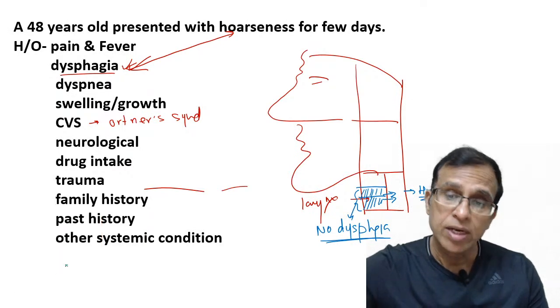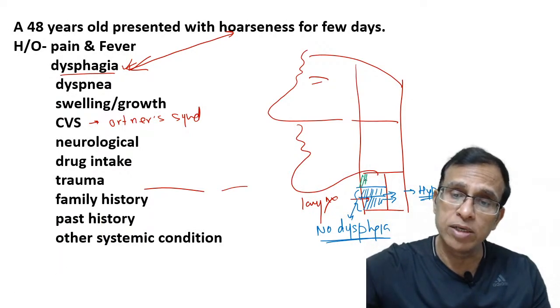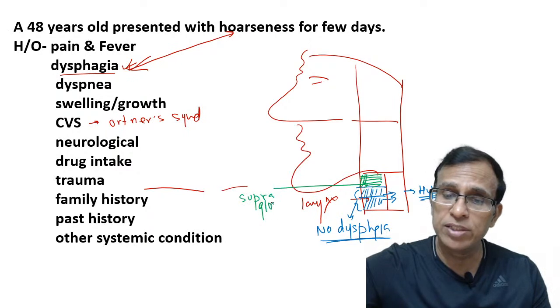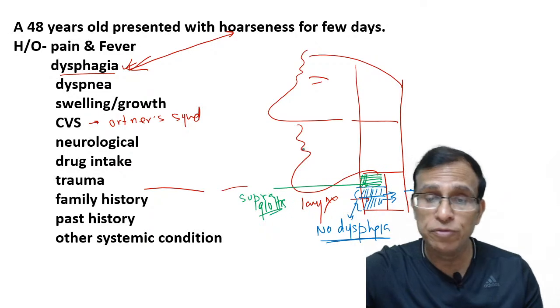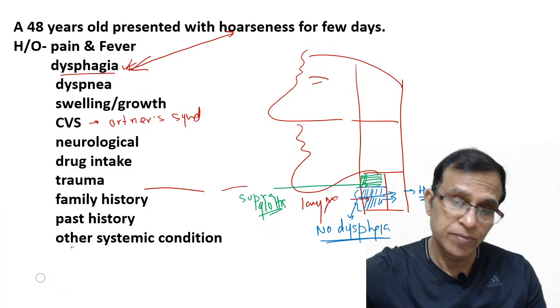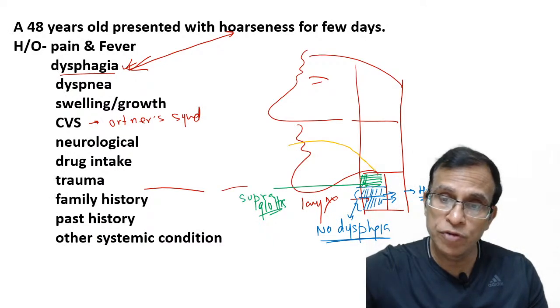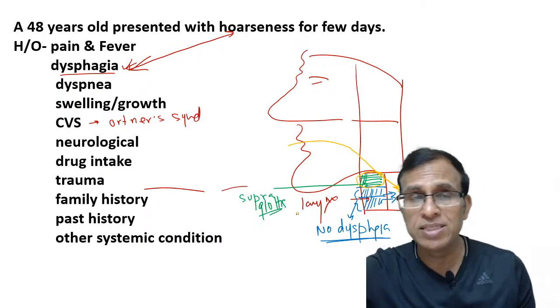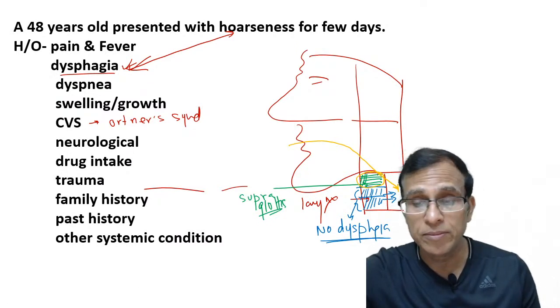Whereas a supraglottic growth, this area is the supraglottis, let's say. Supraglottic diseases, growth, inflammation, they can cause dysphagia also. Because the food which is going to travel from the oral cavity tends to go from here like this. So if you have a problem in this area, the food passage also gets affected, the epiglottis and all that.